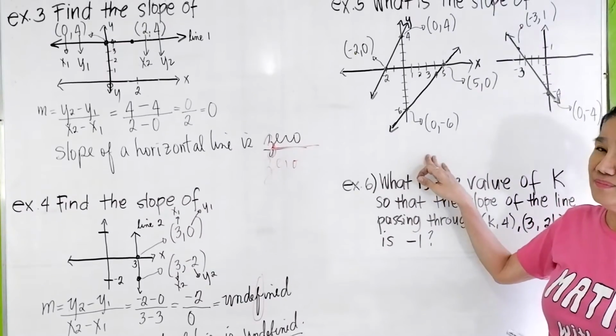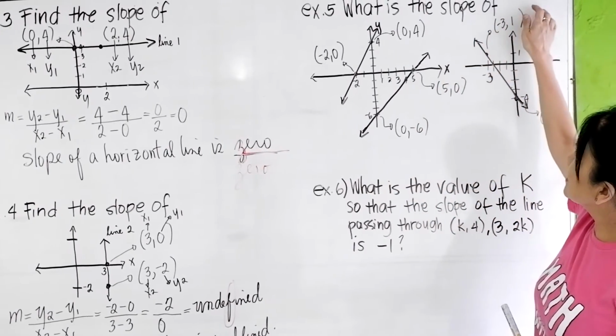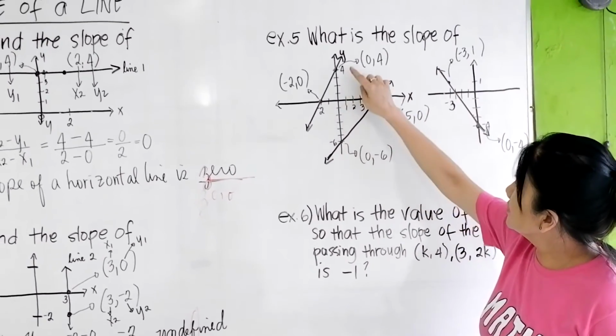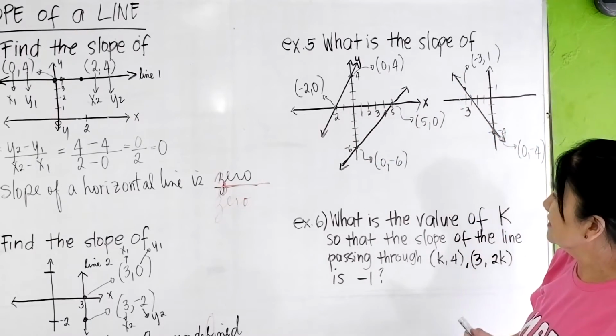Example number 5. What is the slope of these two lines and this line? Okay.